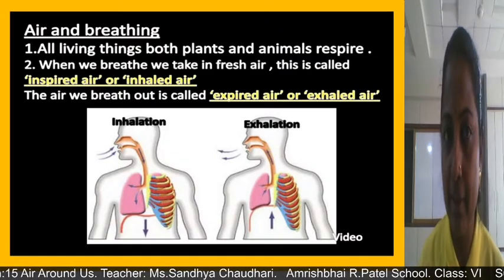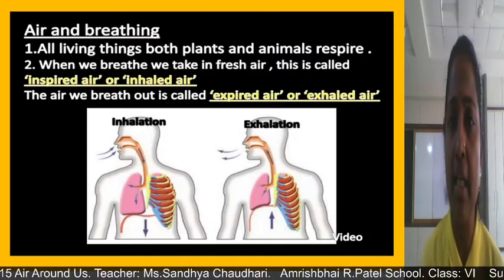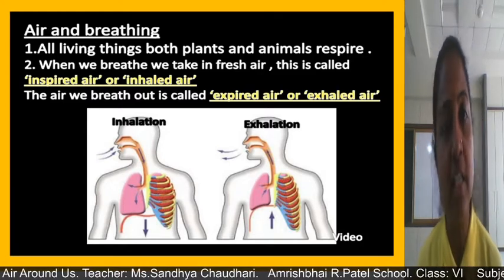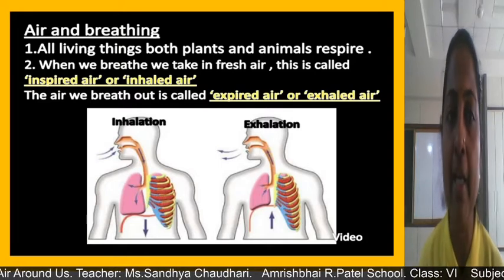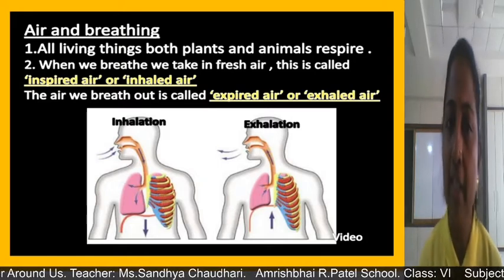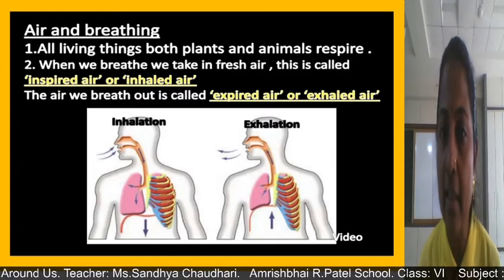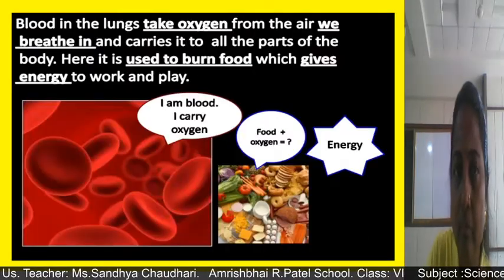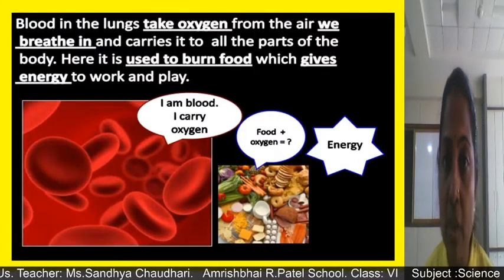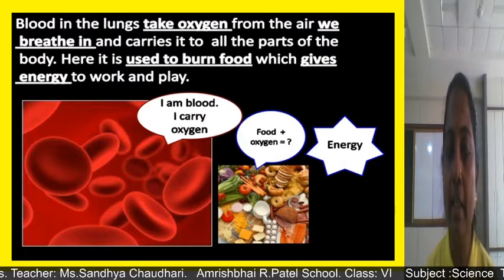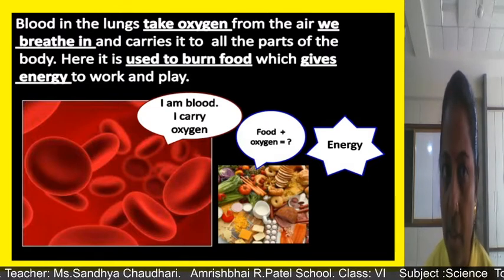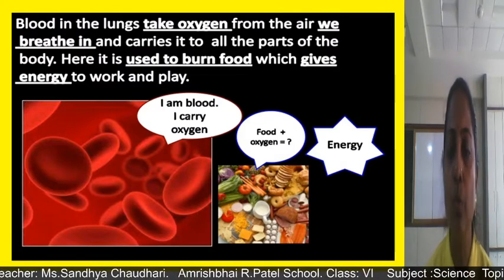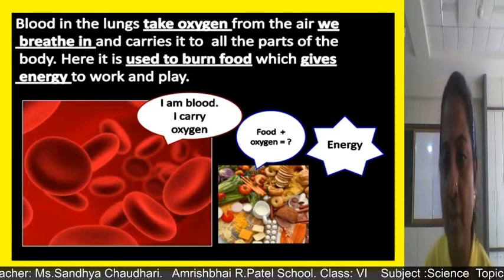Air and breathing. All living things, both plants and animals, respire. So when we breathe, we take in fresh air. This is called inspired air or inhaled air. And the air we breathe out is called exhaled air or expired air. Blood in the lungs takes oxygen from the air we breathe in and carries it to all the parts of the body. Here it is used to burn food, which gives energy to work and to play and to do many functions.